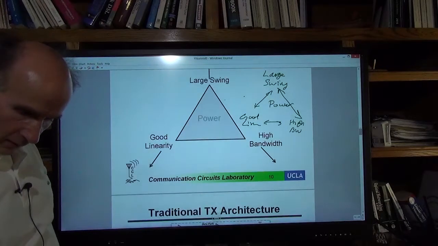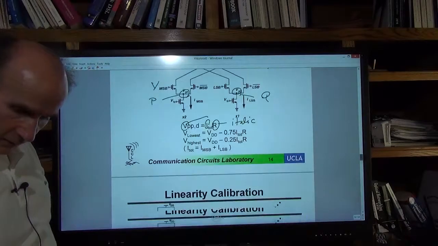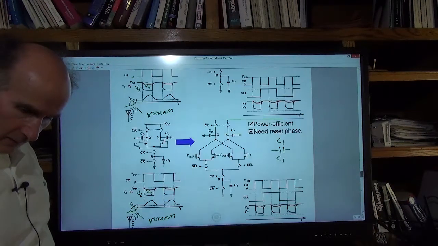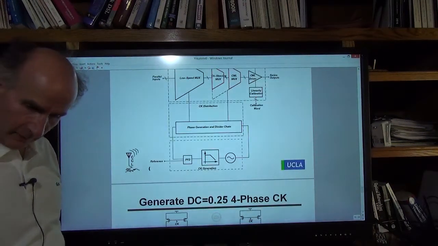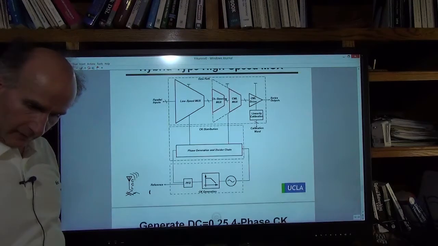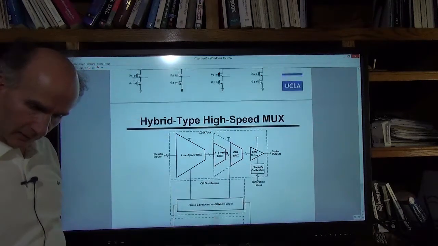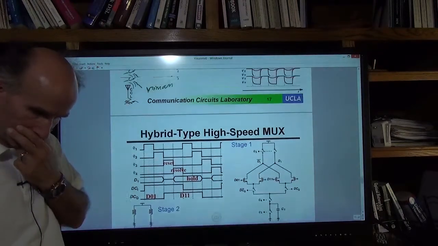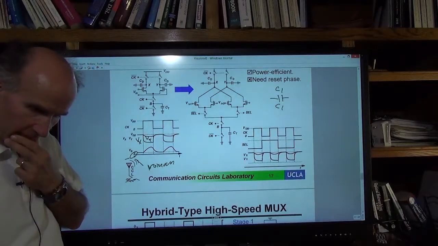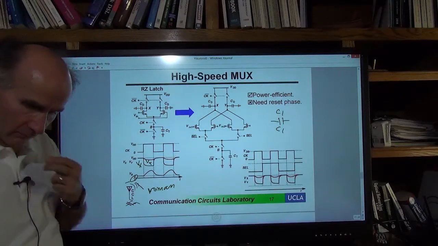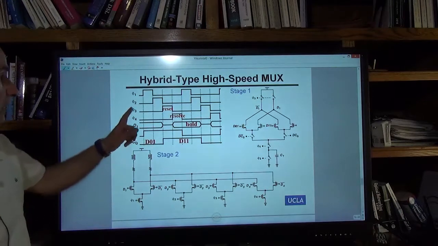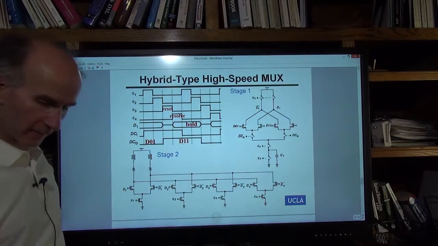Okay, let's move on to... Any questions so far? Okay, let's see. So we talked about this mux here. This is another one. So here we do need a time axis.